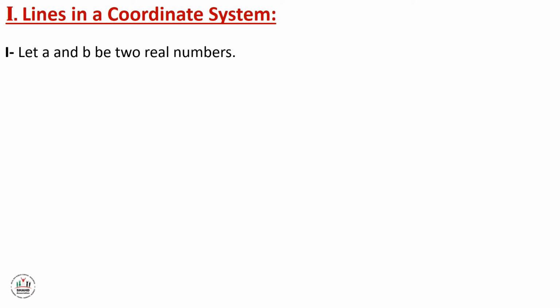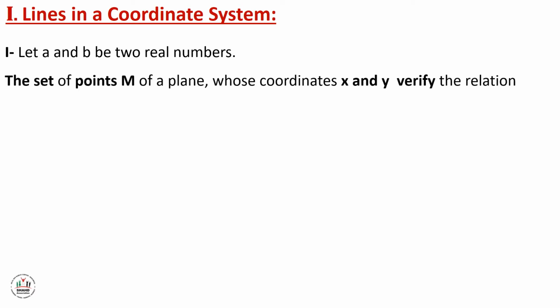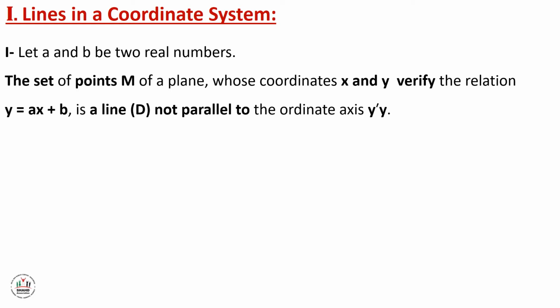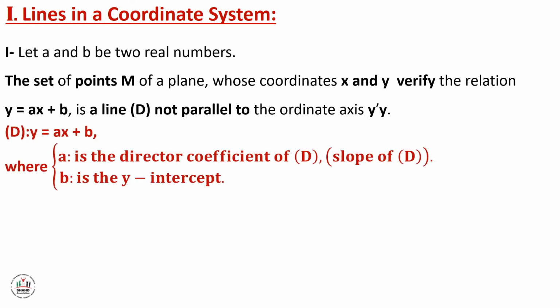Let a and b be two real numbers. The set of points M of a plane whose coordinates x and y verify the relation y equals ax plus b is a line D not parallel to the ordinate axis y prime y. And the equation of this line is y equals ax plus b, where a is the director coefficient of D or the slope of line D, and b is the y-intercept.